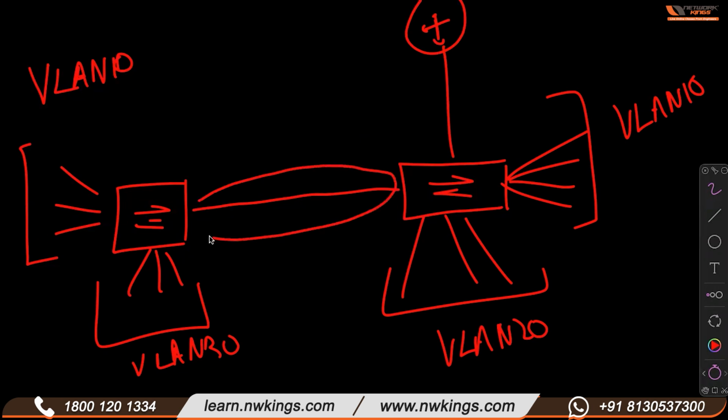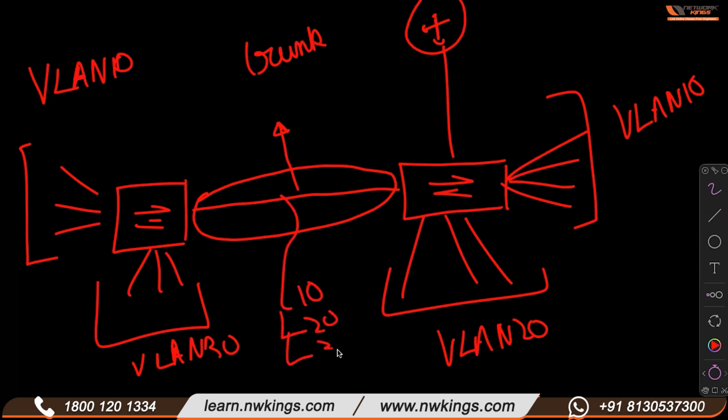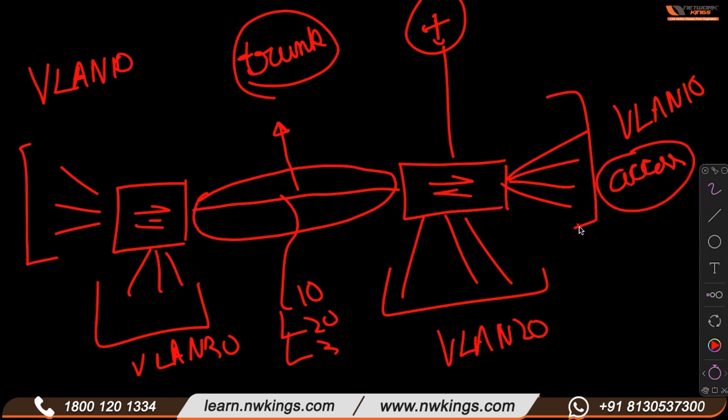So these are trunked ports. The ports between the switches are known as trunked ports. Why? Because there's just one interface, and that one interface is going to carry traffic for VLAN 10, VLAN 20, and VLAN 30. These are known as trunked ports. And obviously the ones that are connected to end devices are access ports. Got it?